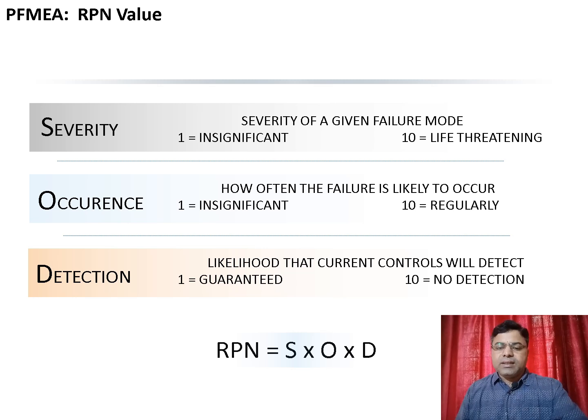In that, the severity of a given failure mode ranges between 1 and 10. If the rank is 1, it is insignificant, and if it is 10, it is life threatening, meaning very high severity. For occurrence, if the rank is 1, it is insignificant, but if the rank is 10, it means failures are occurring regularly from your process. Then detection: if the rank is 1, it is guaranteed there will not be any failures, but if the rank is 10, then there is no detection.